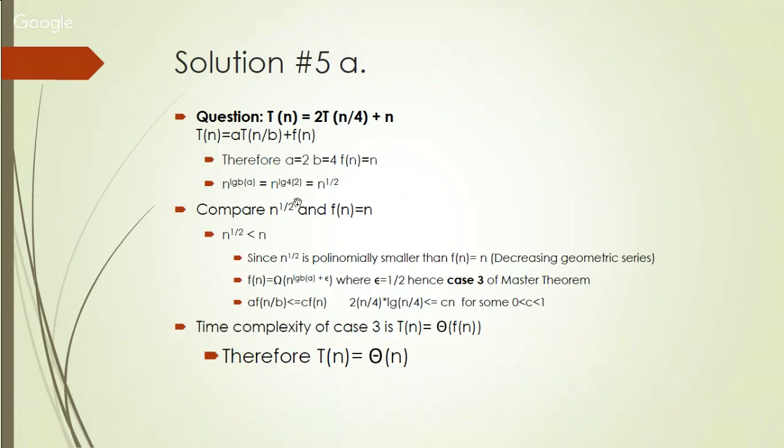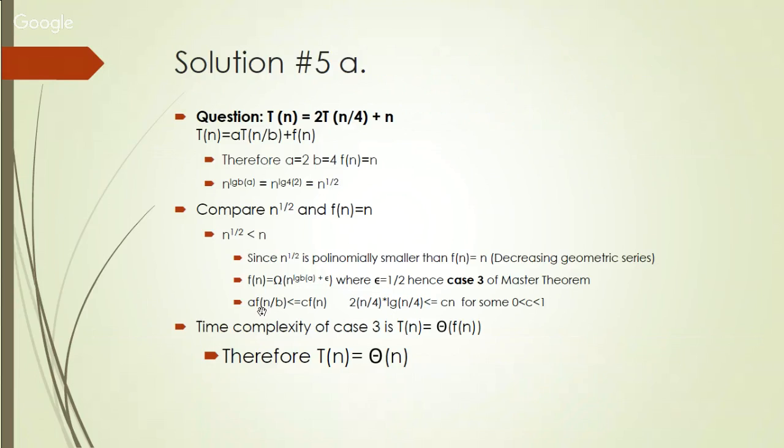Then you compare half and f(n), you find that n to the power half is polynomially smaller than f(n), which is a decreasing geometric series. Therefore, that gives a hint that we're going to use case 3 of the master theorem. And the epsilon that we approximate is a half.